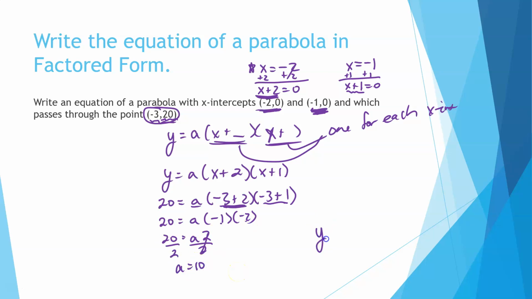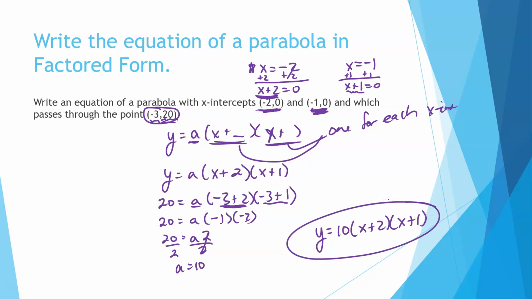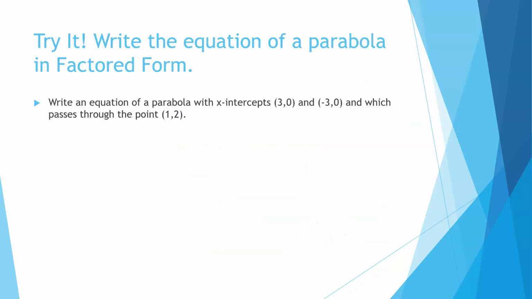Last but not least, don't forget to put it all back together. Y equals, my a now is 10, times those two factors I came up with, x plus 2 times x plus 1. That is an equation of a parabola in factored form, given two x-intercepts and a point. All right, let's finish up by letting you try an example of this on your own. So go ahead and try to write an equation of a parabola in factored form with the x-intercepts 3, 0 and -3, 0 that passes through the point 1, 2. When you think you've got it, unpause the video and check your work.